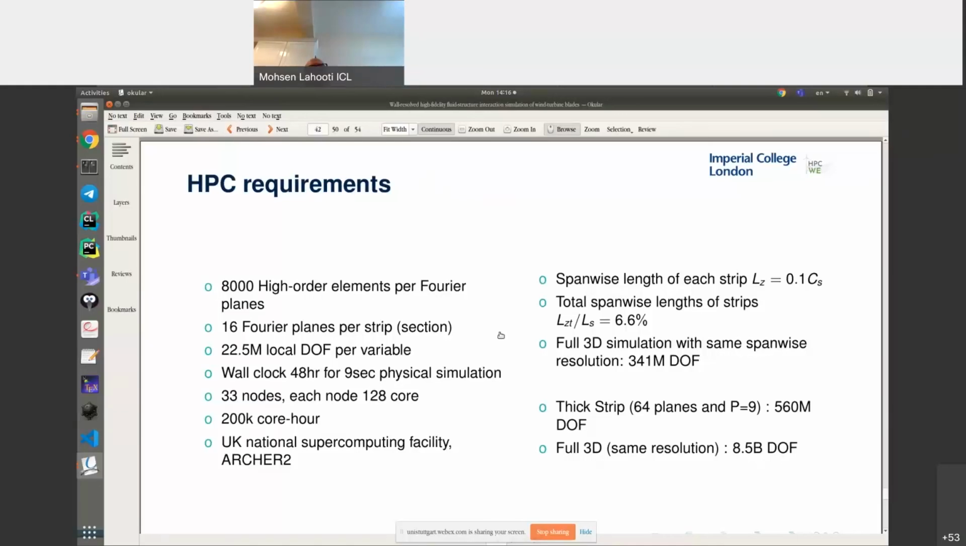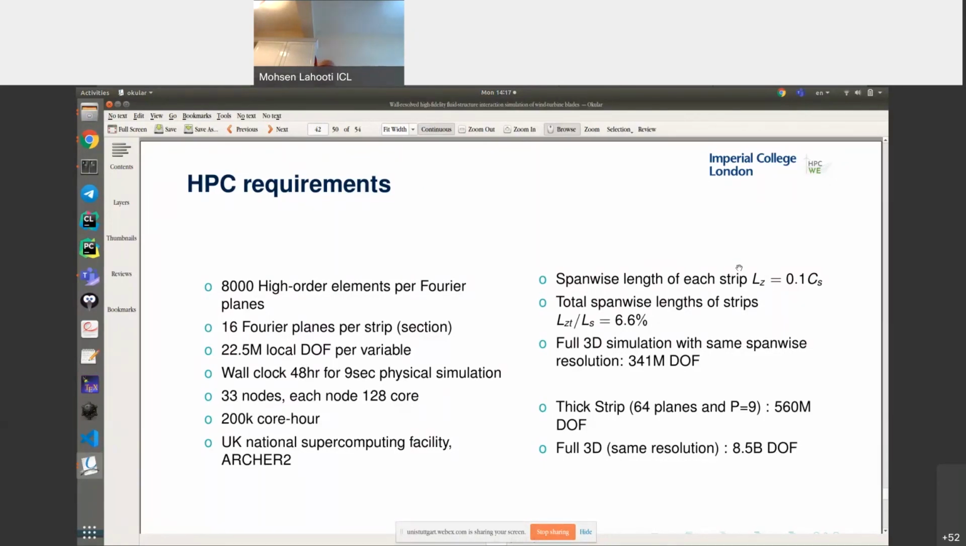Finally, I'd like to emphasize the HPC requirement for such simulation. We use 8,000 high order elements per Fourier plane and 16 Fourier planes per strip. We have 11 sections. It results in 22.5 million DOF. For this simulation, about 9 physical seconds, the wall clock was 48 hours. I used 33 nodes with 128 cores, which totals a little bit more than 200K core hours, and the simulation is run on ARCHER2.